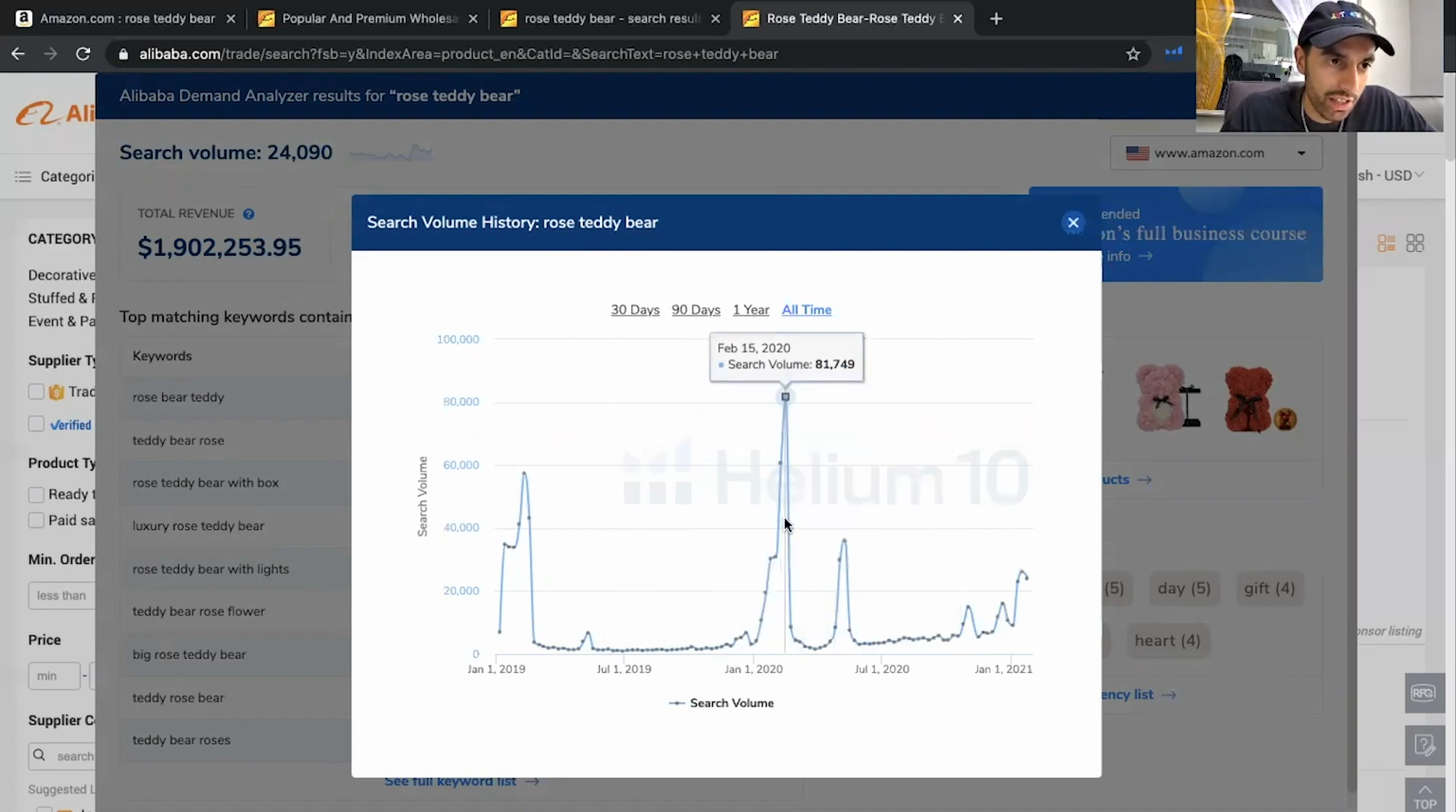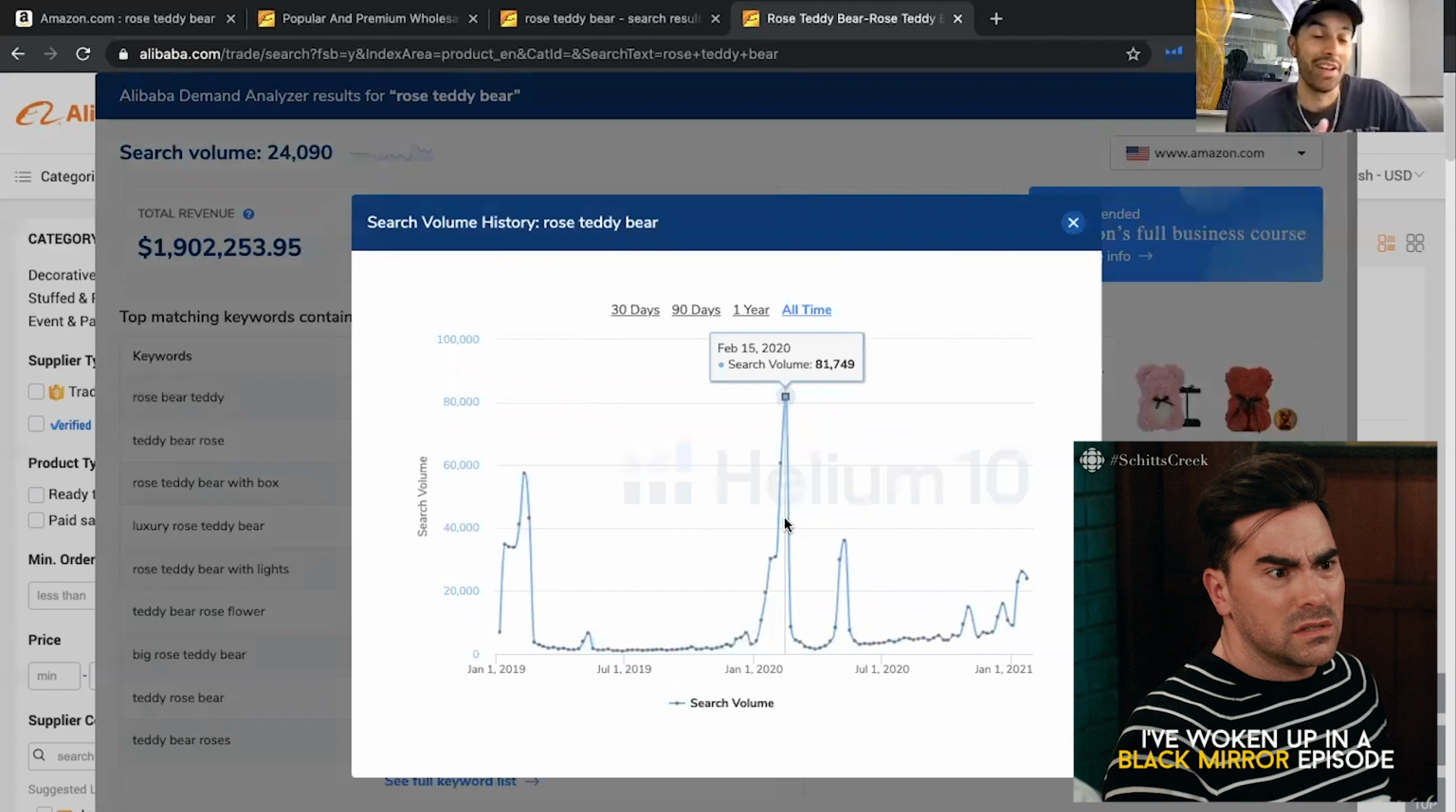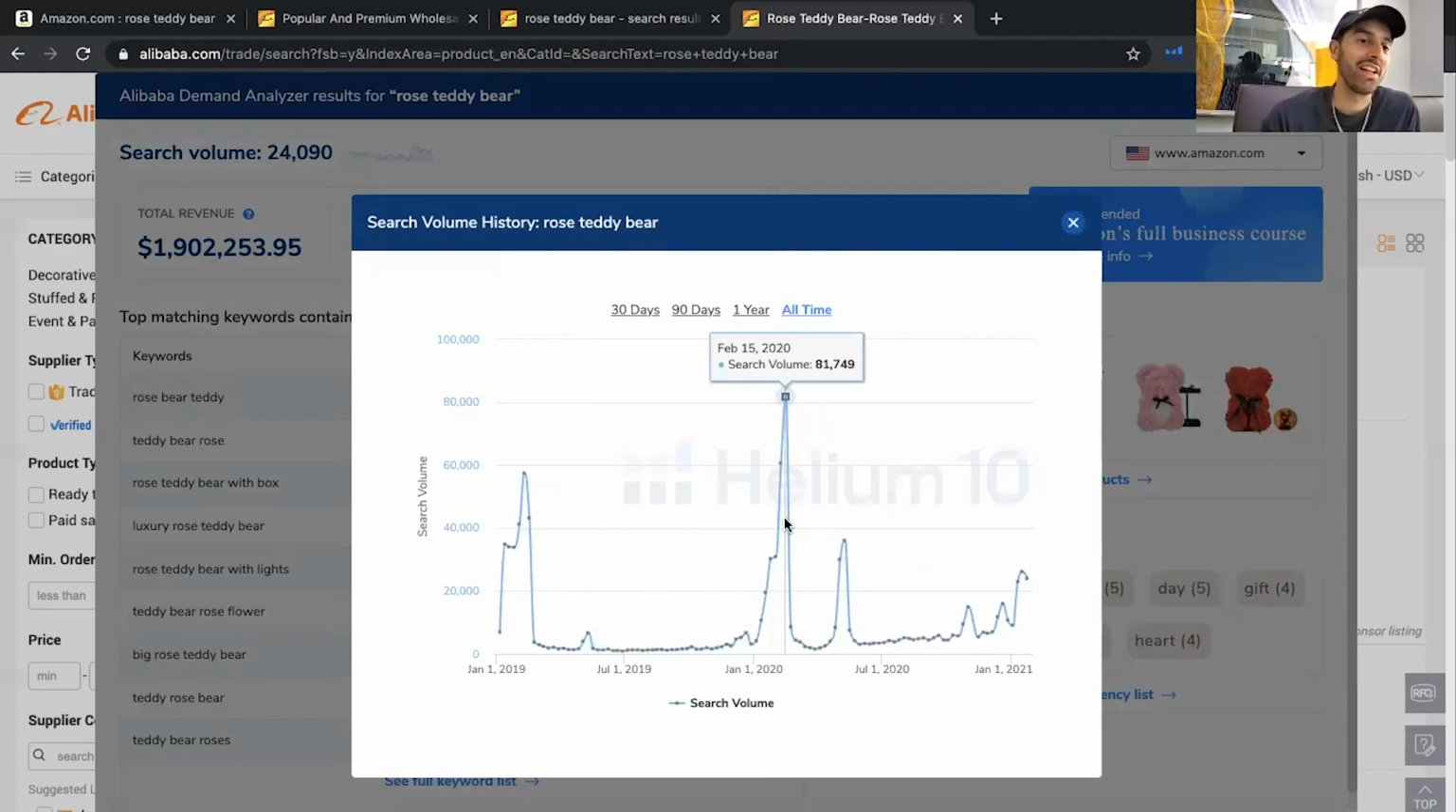What's interesting is that the peak search was on February 15th, which is the day after Valentine's Day, 81,000 searches. So these are all the boyfriends who messed up and forgot to get their girlfriend the gift for Valentine's Day. They got bad treatment and then thought, right, I better make it up to them. And then they bought a rose teddy bear.